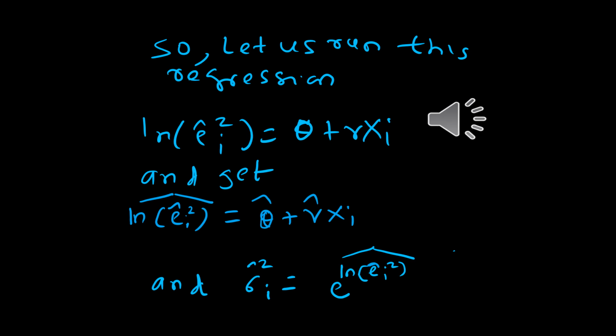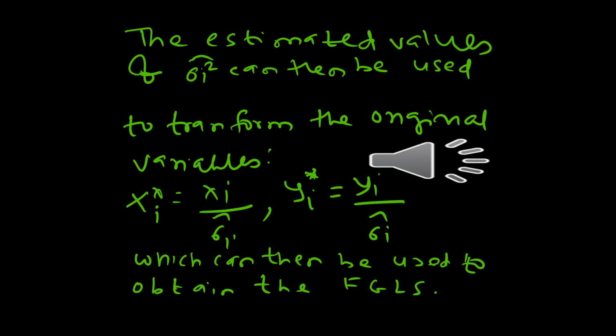We obtain estimates of theta hat and gamma hat from the usual OLS regression and get the estimated values of log of e hat i square, from which we use these values to find an estimate of sigma hat i square, which can be obtained by e raised to the log of e hat i square estimated, so you raise the left hand side to theta hat plus gamma hat xi. And obtain estimates for sigma hat i square. With this step, you're almost there.